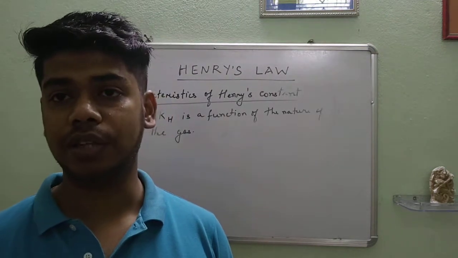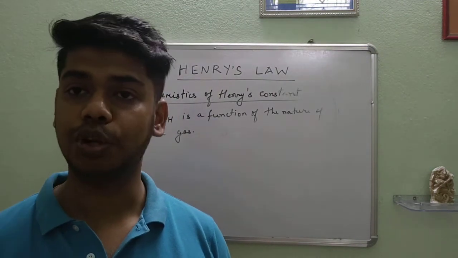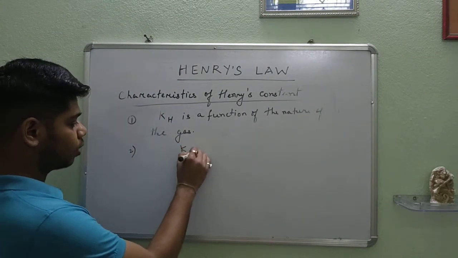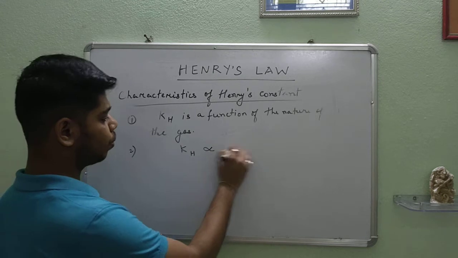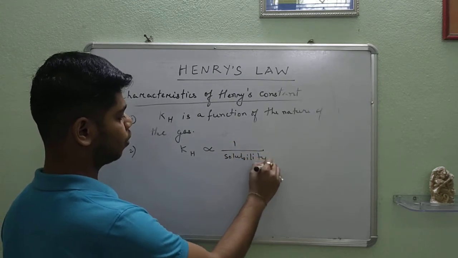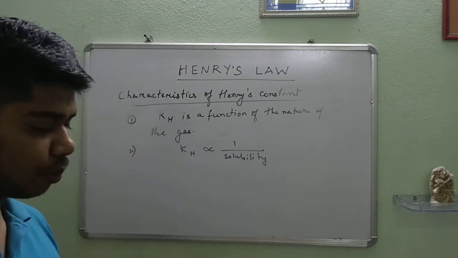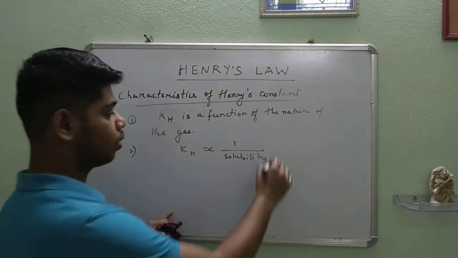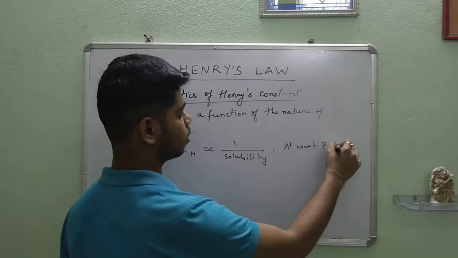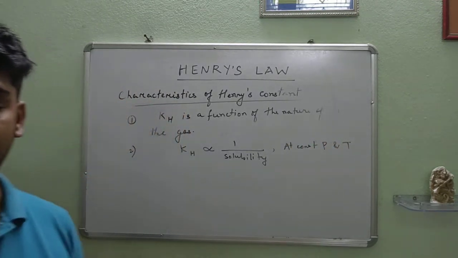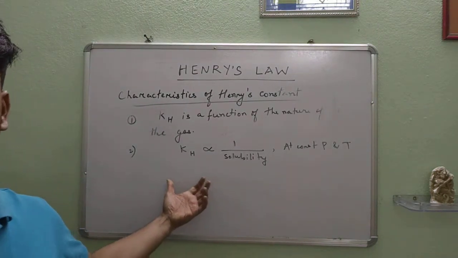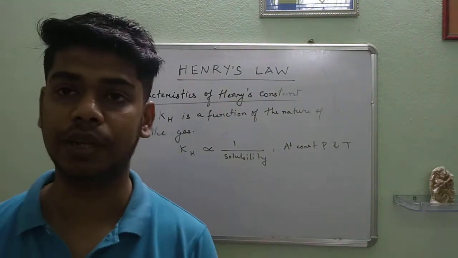Number two characteristic, what does it say? The greater the value of KH, the lower will be the solubility of the gas. That means KH is inversely proportional to solubility, provided at constant partial pressure and constant temperature. That means if a gas has a higher value of KH, the solubility of the gas will be low.